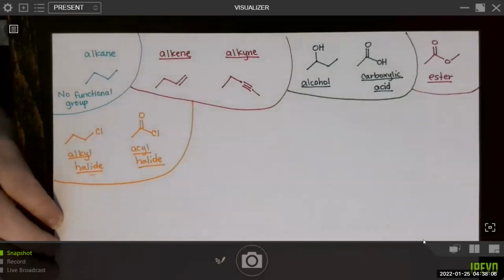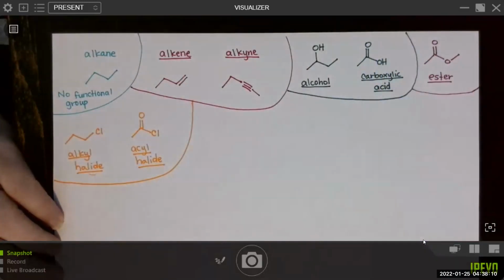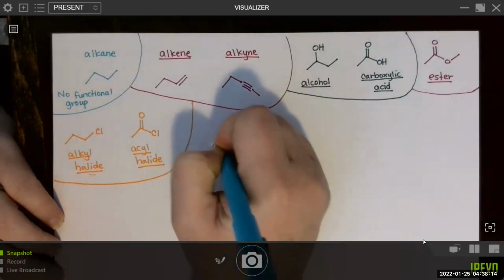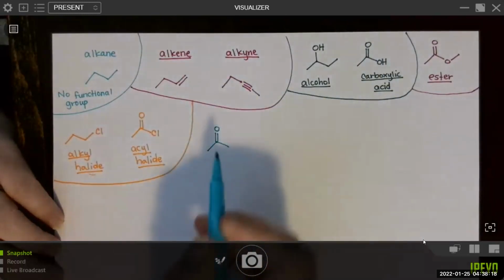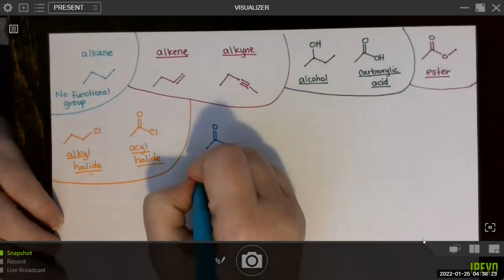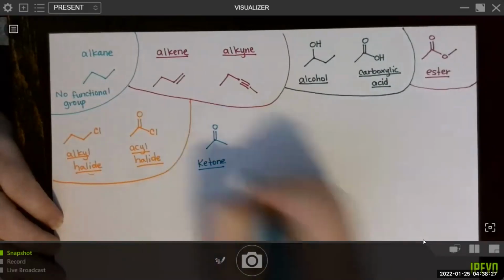Let's look at some other functional groups that have this carbon double bonded to oxygen. That's actually very common in different functional groups. What if we have a carbon double bonded to an oxygen with two carbons on either side? Right? This would actually be called a ketone, no Y. Ketone.